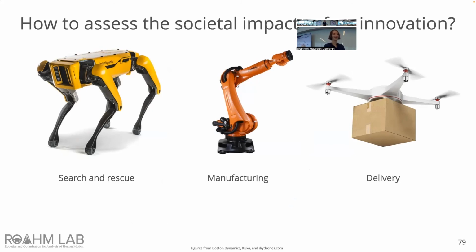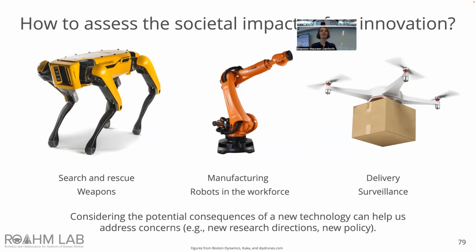But as many of us, I'm sure, have had conversations about robots in everyday life, there are also plenty of concerns about each of these robots. And scholars in science and technology studies argue that we as engineers should consider the potential consequences of the technologies we develop in order to address these concerns. This can be either through exploring new research directions as roboticists or proposing new policy to address the concerns on that end.